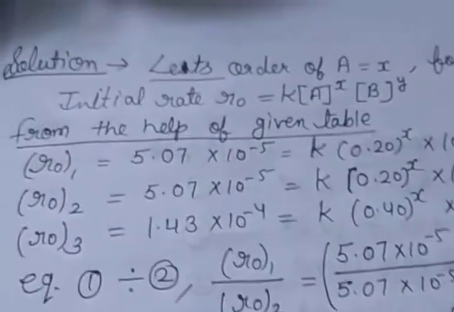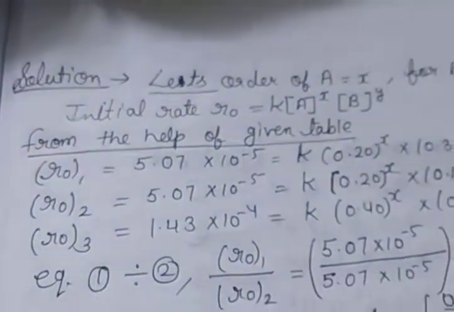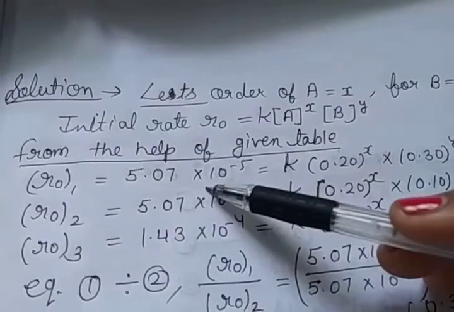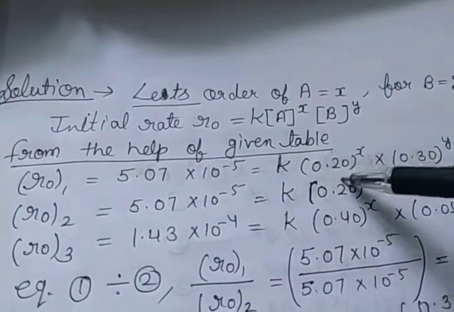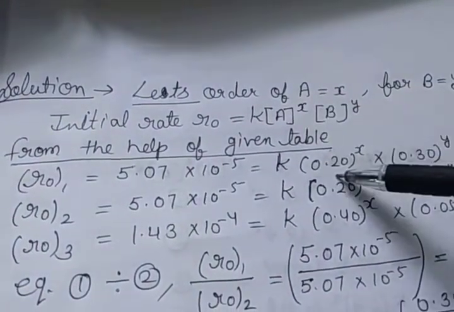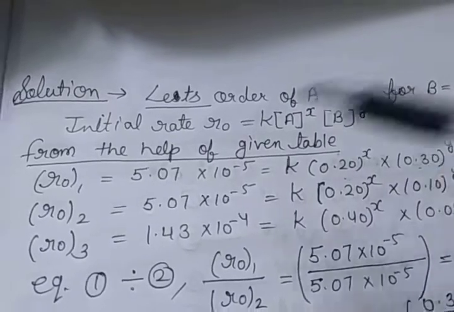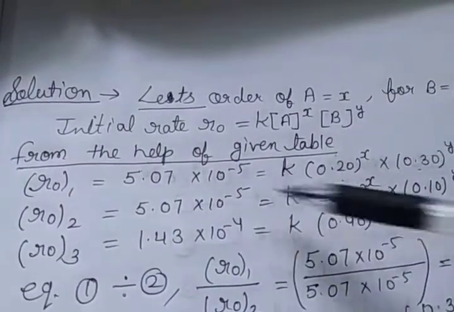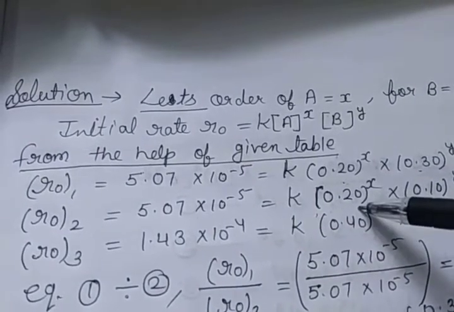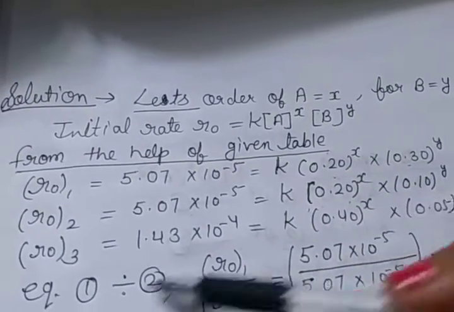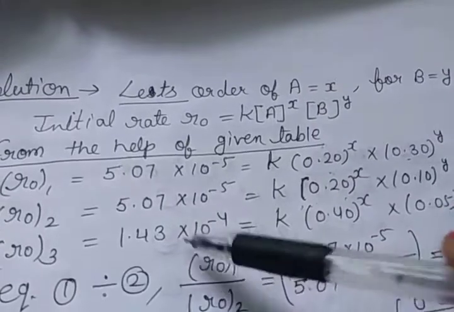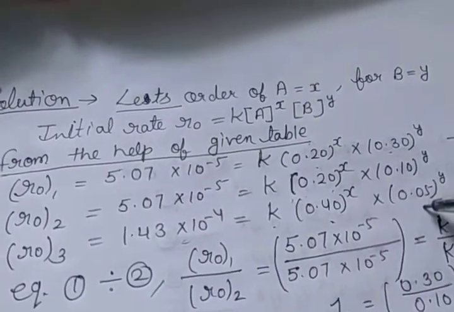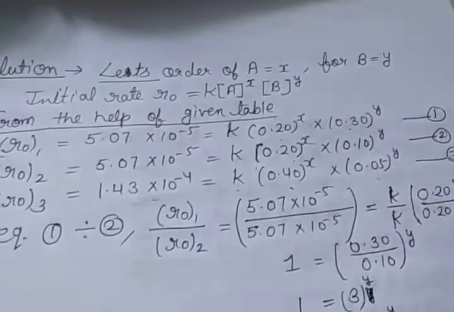So with the help of the given table we have to write R1, the first rate given, is equal to k[A]^x, with the A value given this one and the B value given this one. Then R2 is equal to k with the A value and the B value. Then the third rate of the reaction is equal to k with the A value and the B value. So first, second and third.